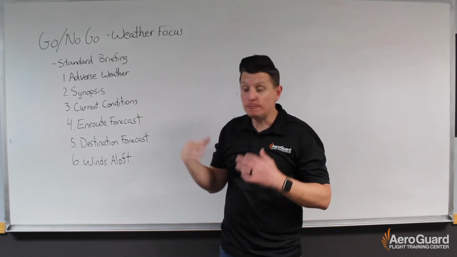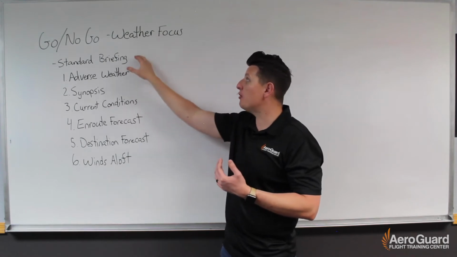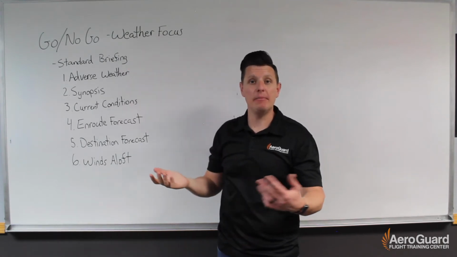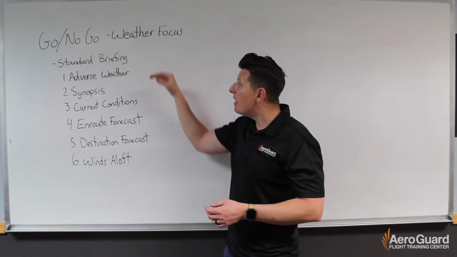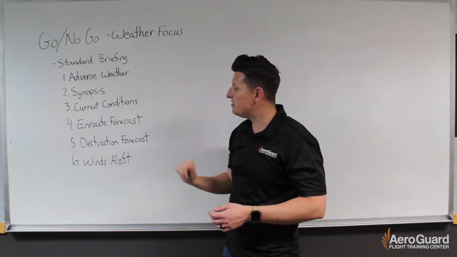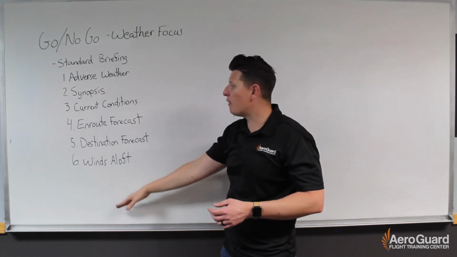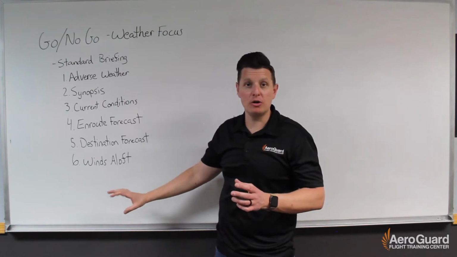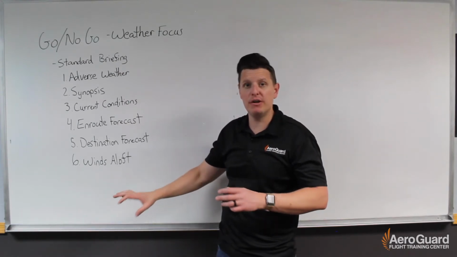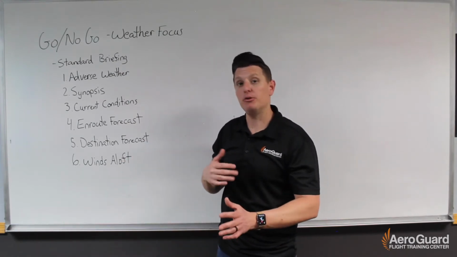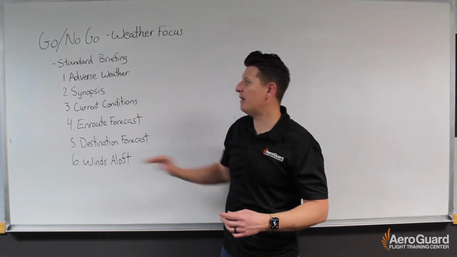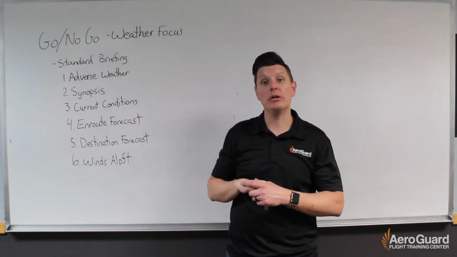We're going to follow the same standard briefing model that's in the AIM in Chapter 7. And so it follows a sequence like this. I know that there are a few more items that are generally included in a standard briefing, but those aren't applicable to the weather. So I just left the first 6 that are related to the weather.